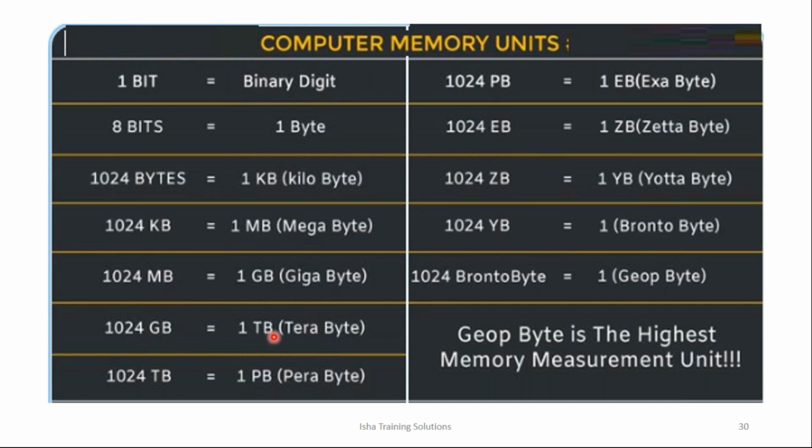Similarly, 1024 GB makes 1 TB, 1024 TB makes 1 petabyte, 1024 petabytes make 1 exabyte. 1024 exabytes make 1 zettabyte, 1024 zettabytes make 1 yottabyte, 1024 yottabytes make 1 brontobyte. And the last memory unit as of now is 1 geobyte, which is 1024 brontobytes. This is what the memory storage is actually.